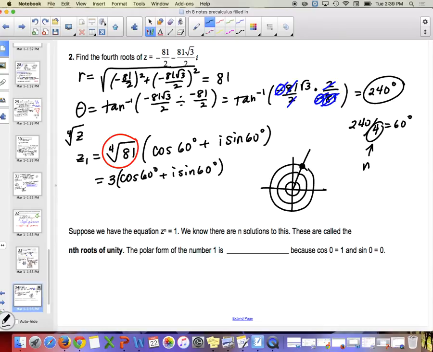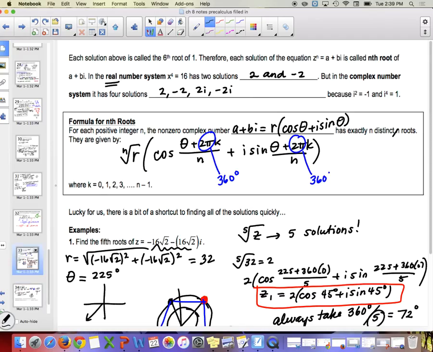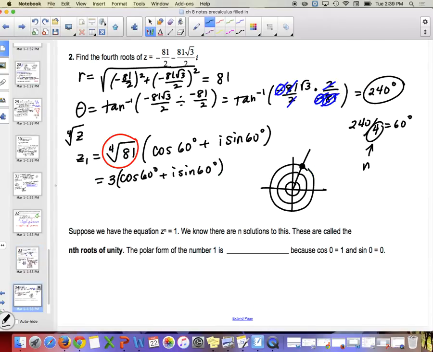So what am I adding to each of those? Yeah, I'm just going to add that 360 divided by 4. So I'm adding 90 degrees to each one because I want 4 solutions. So I'm going to divide the whole 360 degrees into 4 equal pieces. So when I do that, adding 90 degrees to 60 puts me at 150.